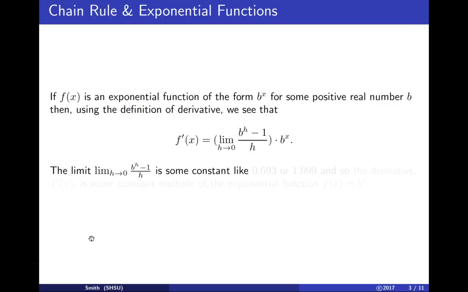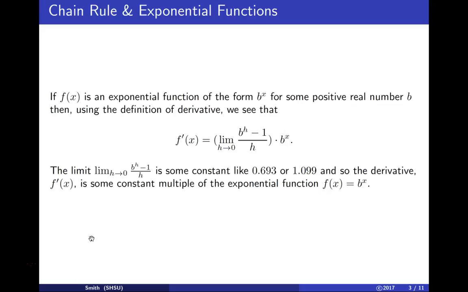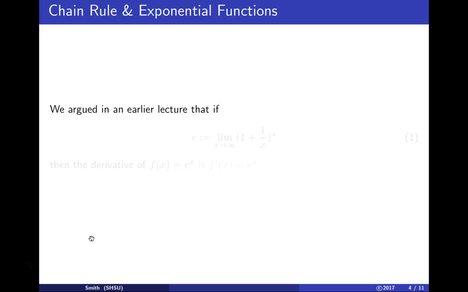This limit as h goes to 0 of (b to the h minus 1) over h is some constant. If b is 2, we get 0.693. If b is 3, we get approximately 1.099. And so the derivative of an exponential function of the form b to the x is some constant multiple of this. In some cases, it might be a multiple of 0.693 or 1.099.